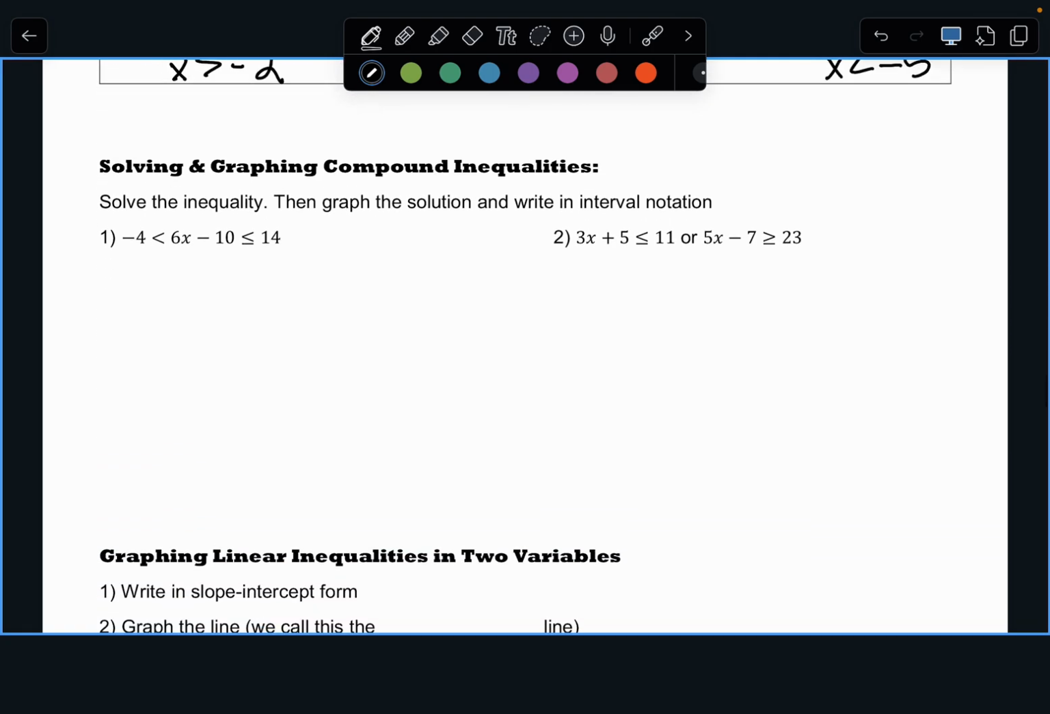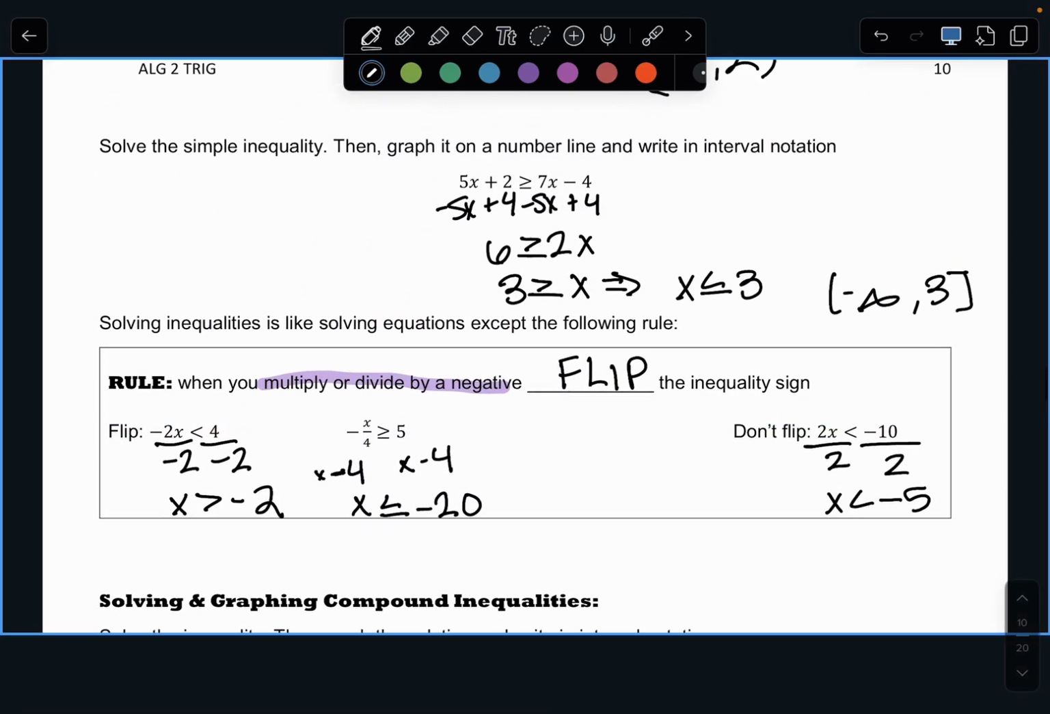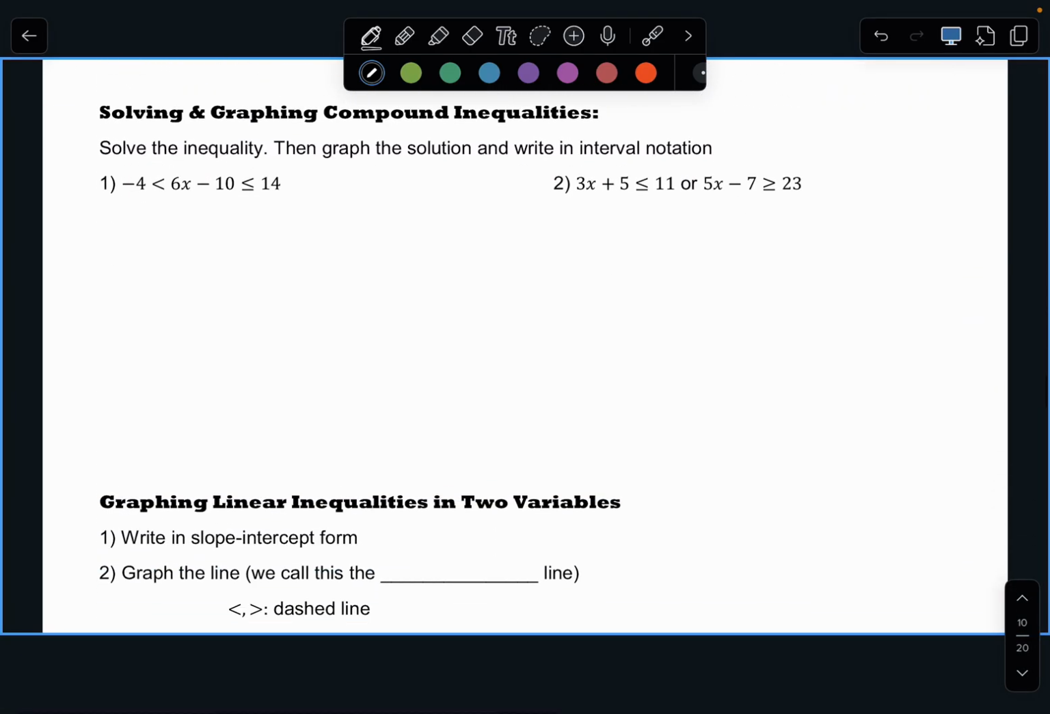Okay. So we're going to solve them. We can solve simple inequalities. I trust that we can do that. We did one right up here. Now we can also solve compound inequalities. We're not going to graph them. We're just going to solve them.